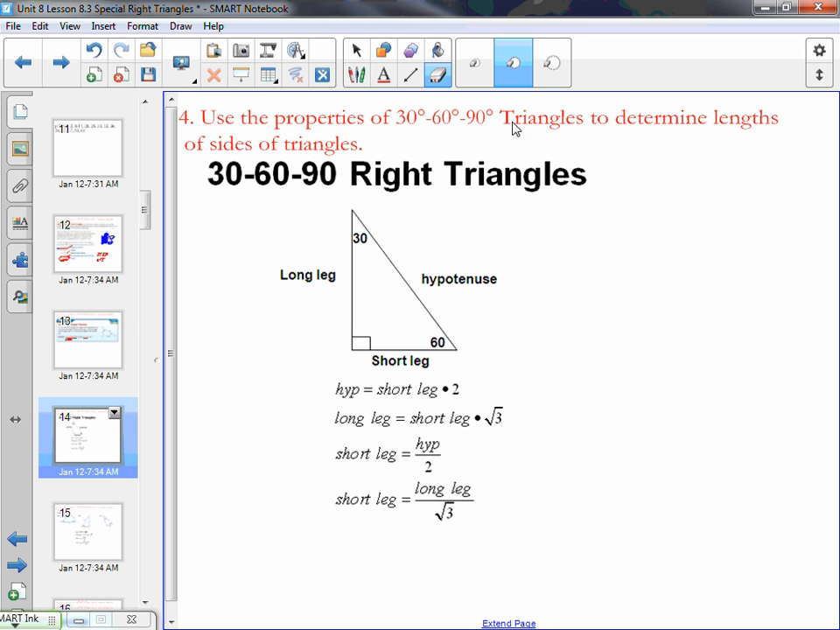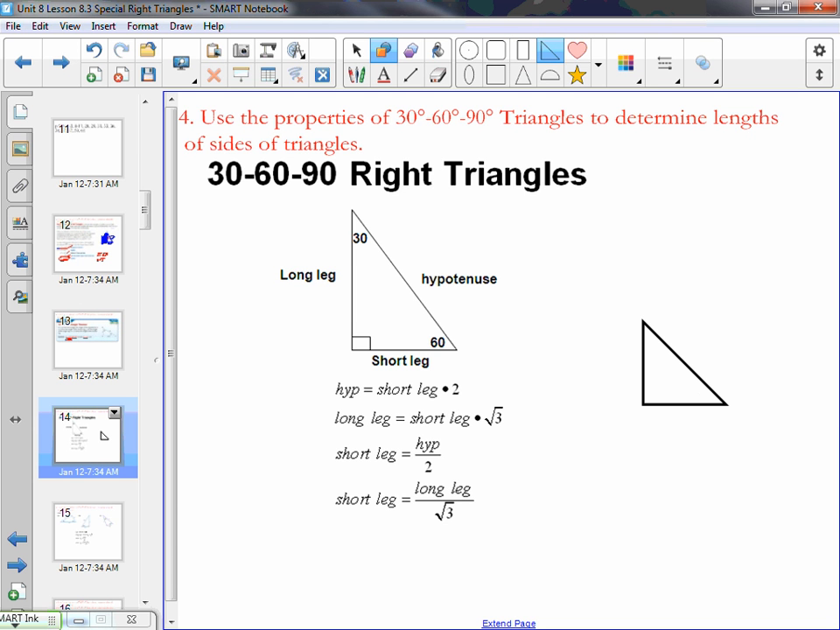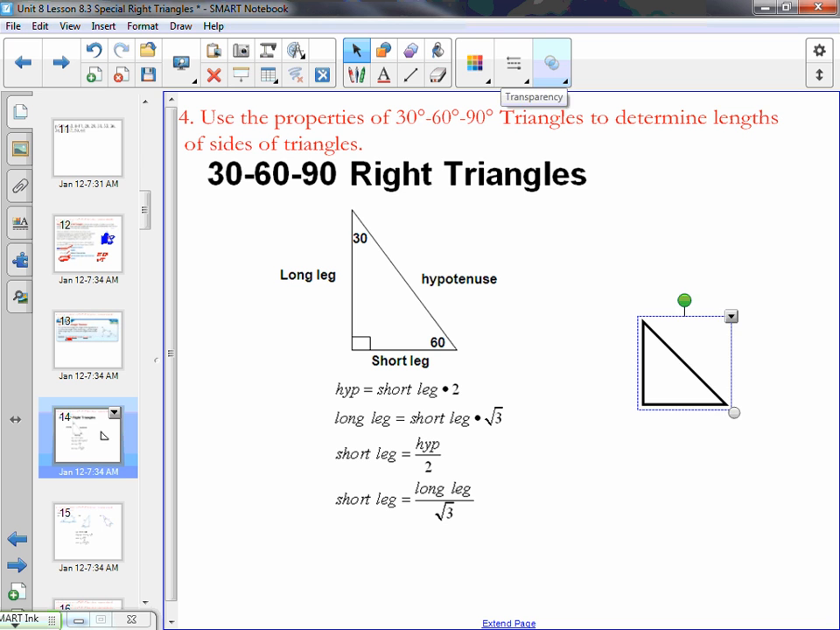Remember, these properties only apply to a 30, 60, 90 triangle. So if I draw another triangle, if we don't know that's a 30, 60, 90, do not apply these equations to it. That's a common mistake. We're going to do a bunch of 30, 60, 90s today, and every time you see a triangle that looks like it might be a 30, 60, 90, if you don't know that it is, you've got to resist the temptation to treat it as one. You've got to know it's a 30, 60, 90 before you can apply any of those 4 equations.